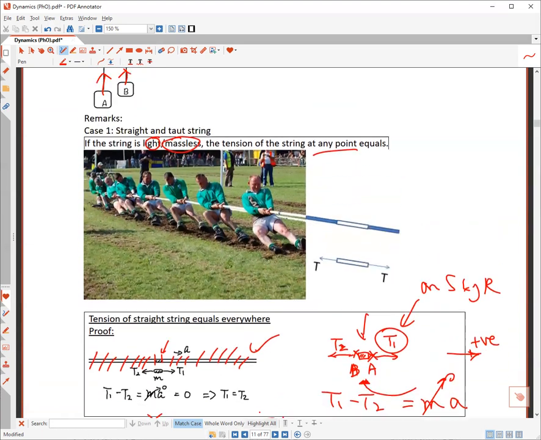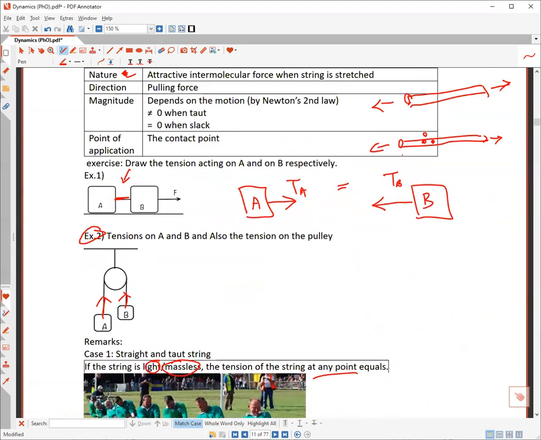And this is also the reason why, in most cases, we will not label these two tensions with two different symbols. We just label them with the same symbol because they have the same magnitude. But because they have different directions, you also need to use the arrow to represent the direction. So in this case also, they have the same magnitude.